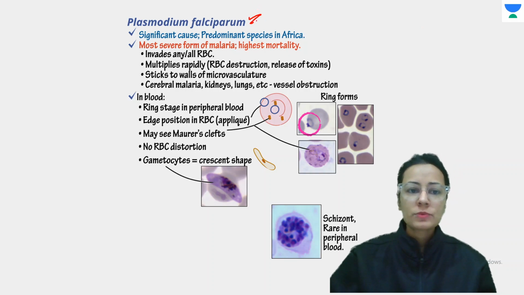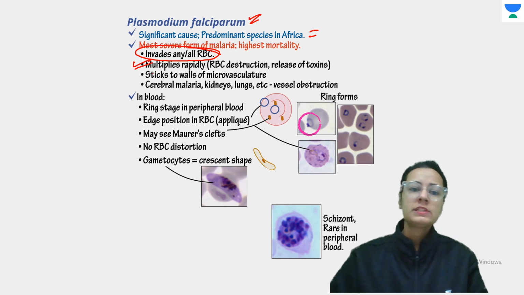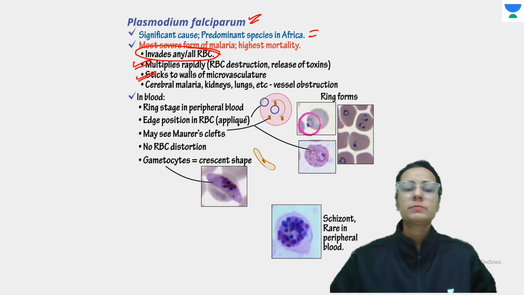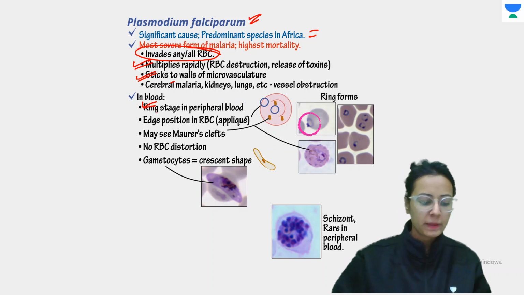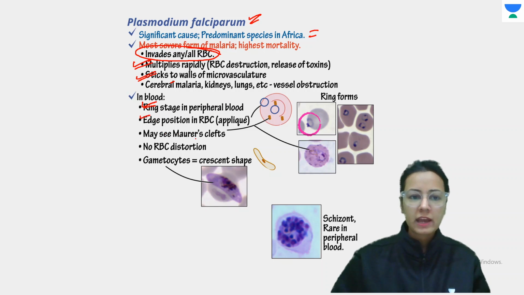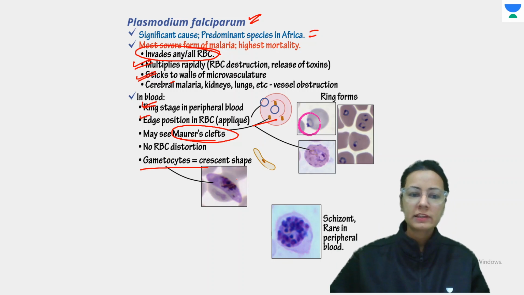Talking about Plasmodium falciparum, it is the predominant species in Africa and invades all RBCs. RBC destruction is rapid, and they stick to the wall of the microvasculature. You can see the ring stage in the peripheral blood, and the trophozoite form shows Maurer's clefts with no RBC distortion, and the gametocyte is banana shaped or crescent shaped.